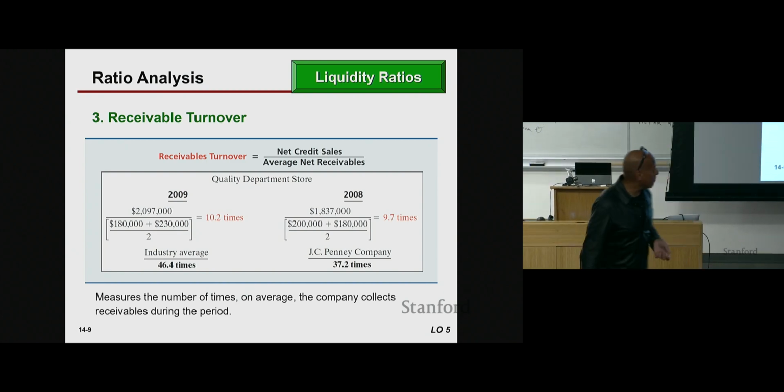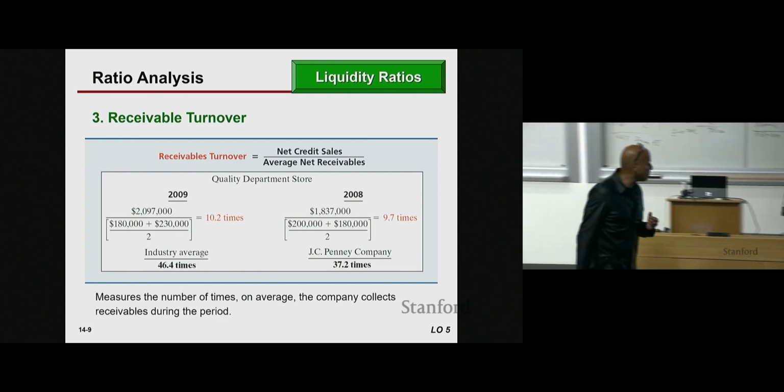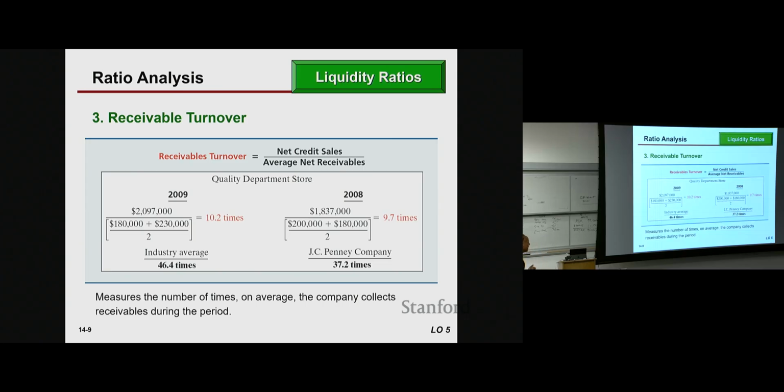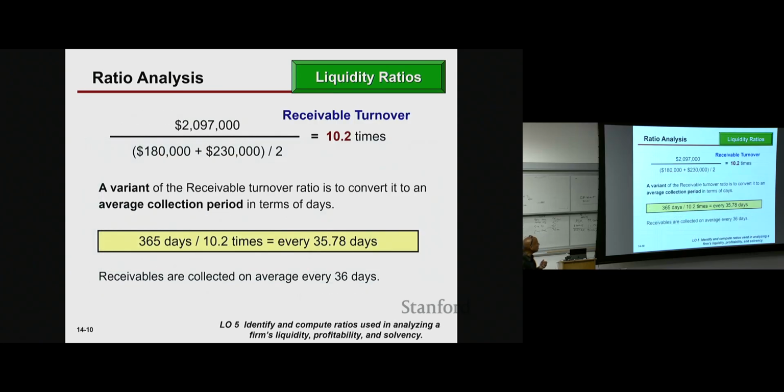So in this example, they've done this 10.2 times. Then what we want to do is turn that 10.2 into days. How many days are there in a year? 365. So if we turn those receivables over 10.2 times, that means we're turning that receivable over about every 35.78 days in this example.